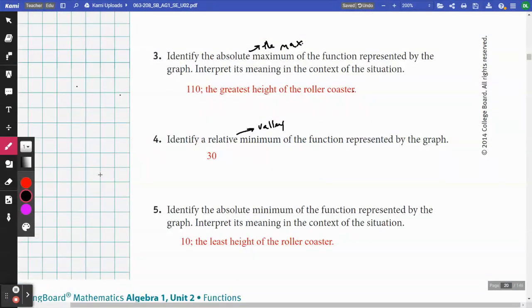Identify the absolute minimum of the function. All right. What is the minimum? What is the lowest that it goes? 10. Interpret the meaning. It's the lowest that the roller coaster goes. It is the least height of the roller coaster.